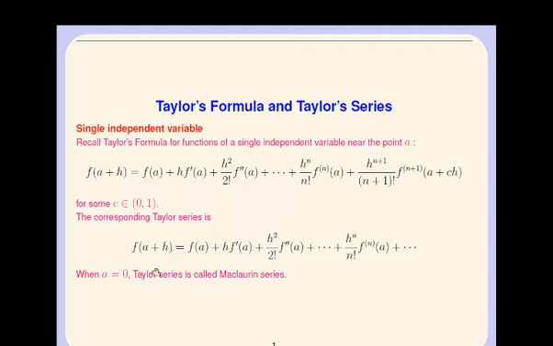And the corresponding Taylor series is f of A plus h equal to f of A plus h into f dash A plus h square by 2 factorial f double dash A plus etc. plus h to the power n divided by n factorial into fn of A plus etc. This is called Taylor series. And when A equal to 0, usually we call the Taylor series the Maclaurin series. So this is for the case of one independent variable.